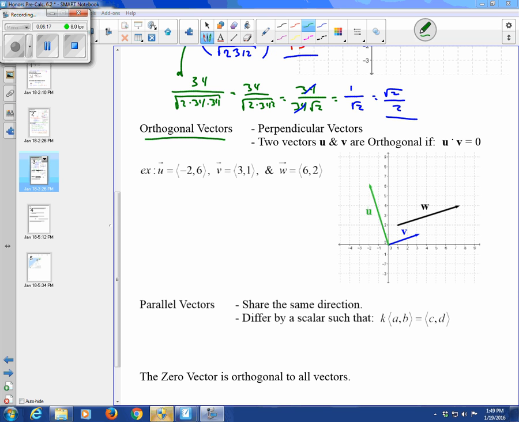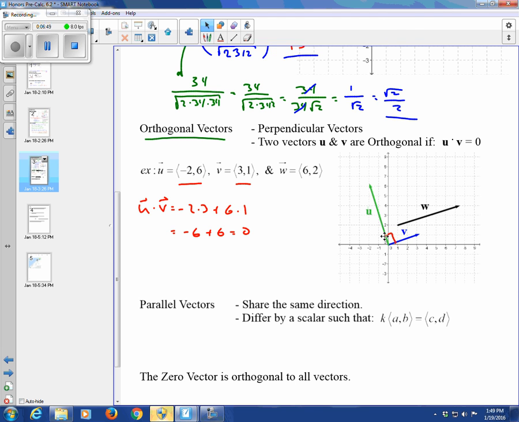So right here, we've got u and v, which we can visually tell are two perpendicular vectors. And right here, we've got their component forms. And if we take the dot product of u and v, we would get the product of the horizontal components, so that's -2 times 3, plus the product of the vertical components, so that's 6 times 1, which is going to give us -6 plus 6, which gives us 0.